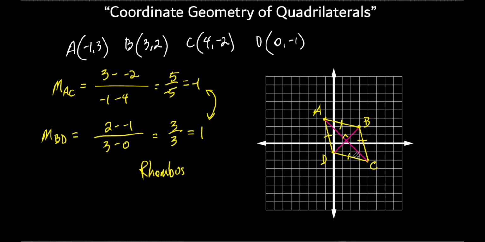Something else about the diagonals. What's true about the diagonals of a square? They're congruent to each other, okay? So I could, I'm just not going to waste the time right now.